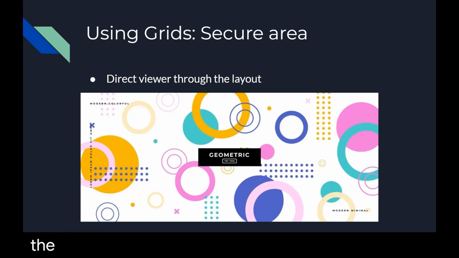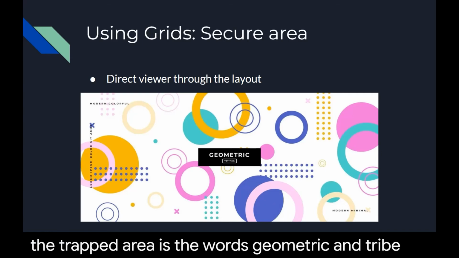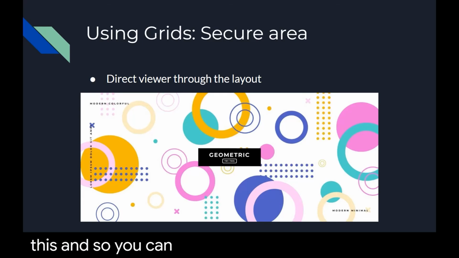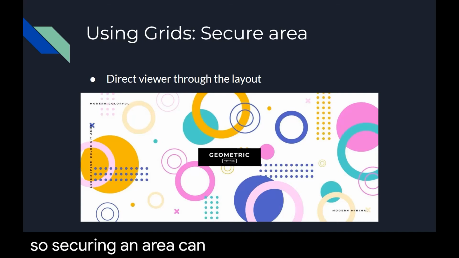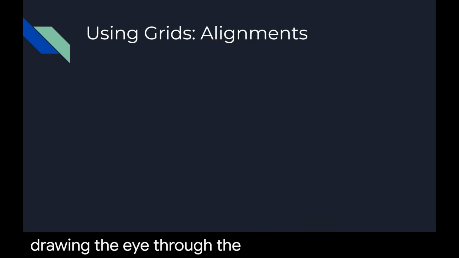Here, the trapped area is the words geometric and try this. And so you can see that it's boxed in. It's the contrast between the black and the white and the different colors that automatically draws your eye straight to the middle. So securing an area can be very helpful in terms of drawing the eye through the layout.